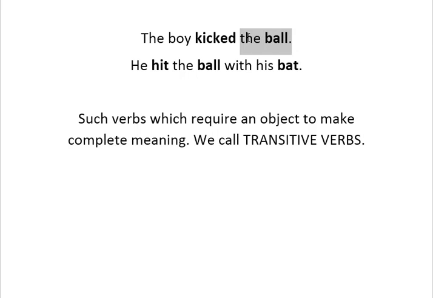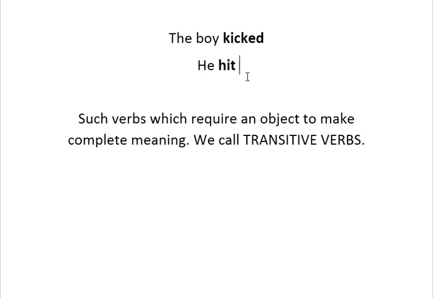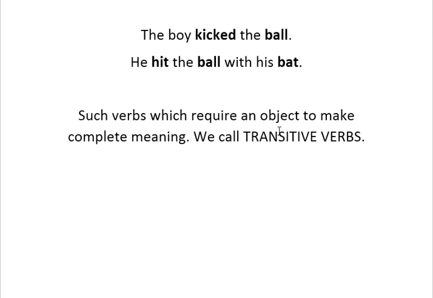Let us say I remove the ball from here, so the sentence will be: the boy kicked, right? When we see this sentence we have a question in our mind: what did he kick? So it does not make complete sense. Again, if I write, he hit, and I remove the rest of it, you have a question in your mind: what did he hit? That's why these two verbs require objects to get complete meanings. So such type of verbs we call transitive verbs, right?